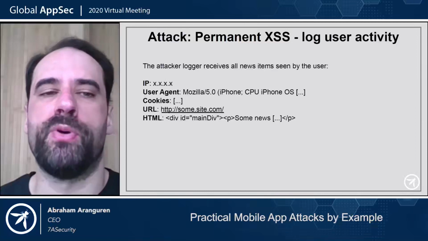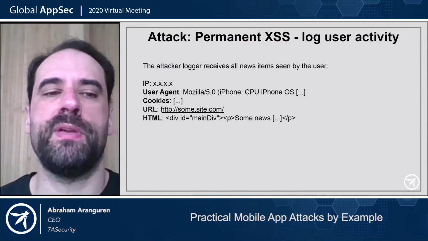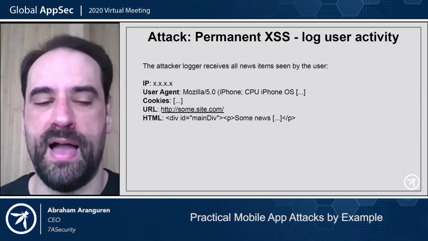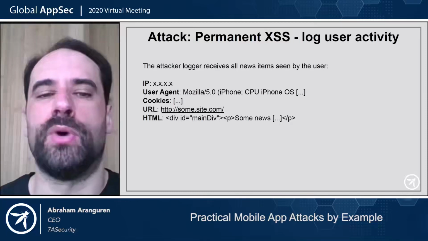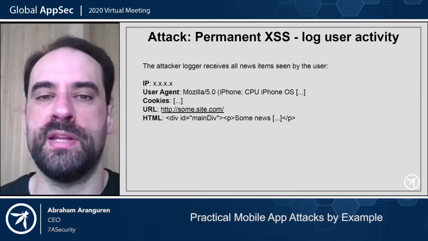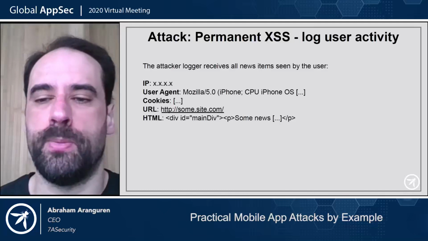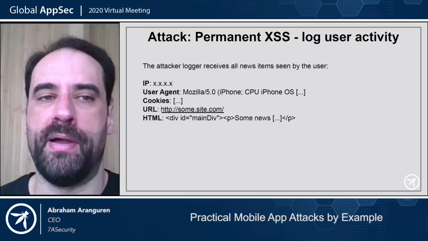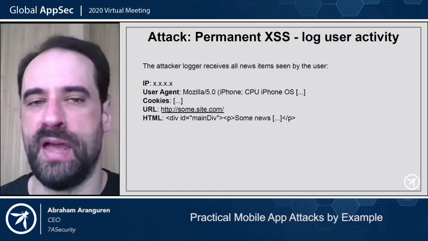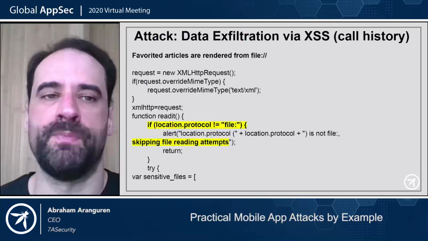And then we get a report back to the attacker, like this is the IP, the user agent, the cookies, the URL, and all the HTML of whatever the user was reading. So we can spy on user behavior of the app and see what kind of news they like or whatever, right? So this was the issue.